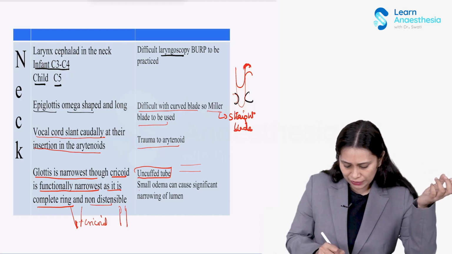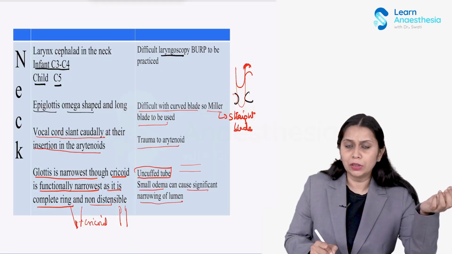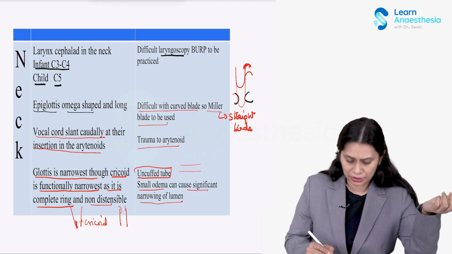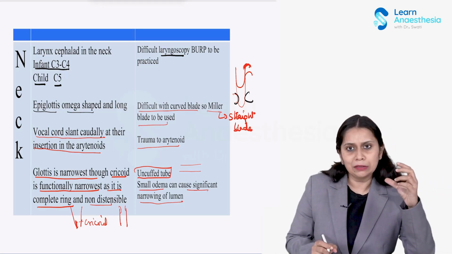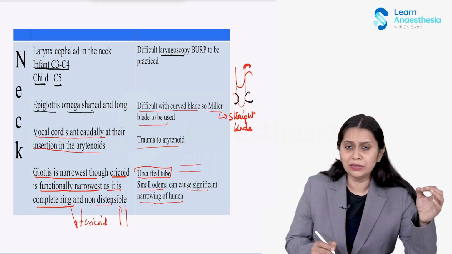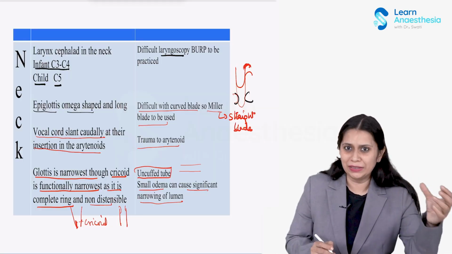Okay, so a small edema otherwise can cause a significant narrowing of the lumen. So the uncuffed tube was historically considered better, and still a lot of centers use uncuffed tubes in pediatrics. The reason is that they don't want to have any injury on the cricoid, because it is functionally narrowest and it cannot distend.